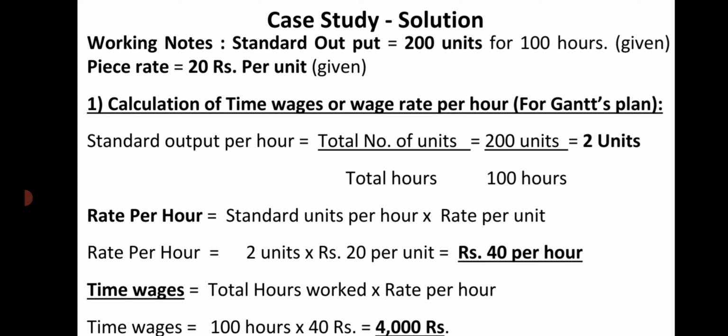So time wages is equal to total hours worked into rate per hour, that is 100 hours into 40 rupees. Here units and piece rate are given, and based on units and piece rate, we have to calculate the time rate per hour. We arrived at 40 per hour. Then we calculate time wages: 100 hours into 40, that is 4,000 rupees.